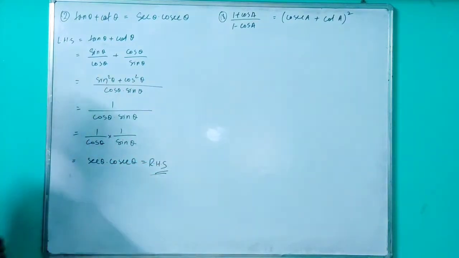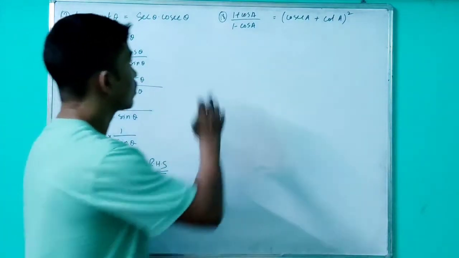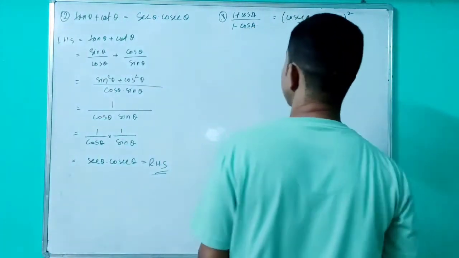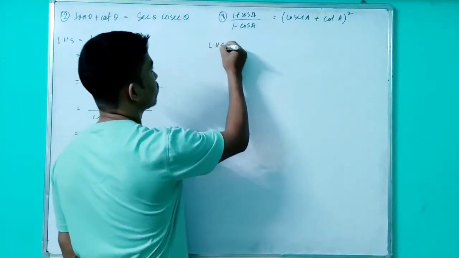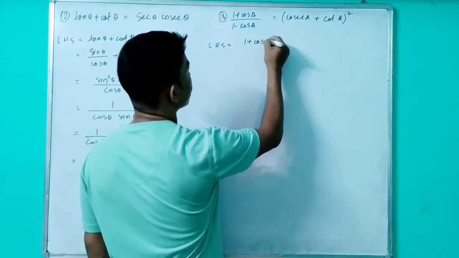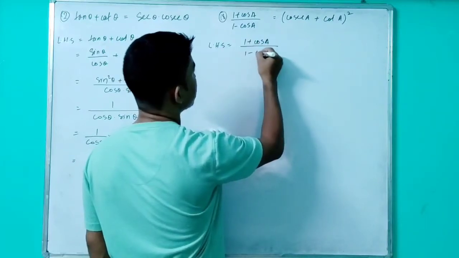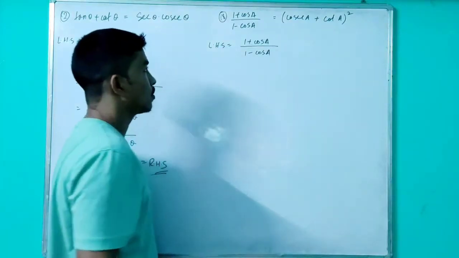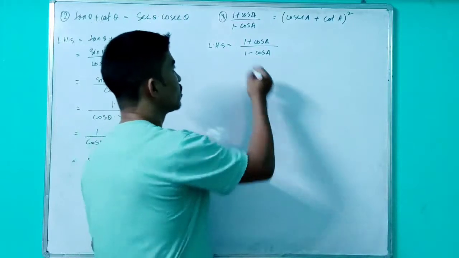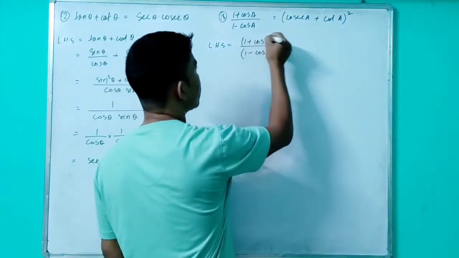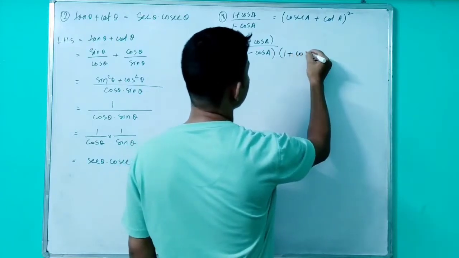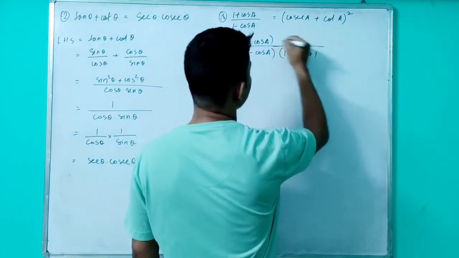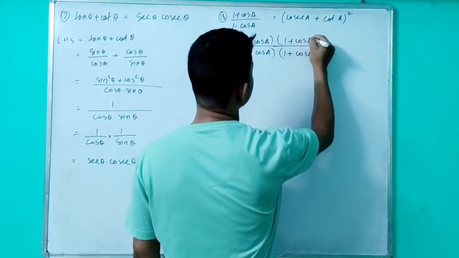Okay, so this is how we prove. It's very simple. Now coming to the next question, question number 18. Again here too I will begin with the left hand side. So the left hand side is 1 plus cos A divided by 1 minus cos A. Now I will multiply both the numerator and denominator by 1 plus cos A.